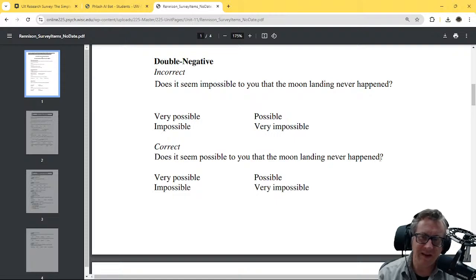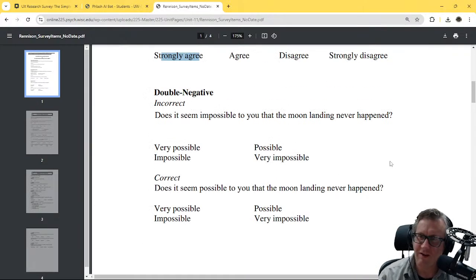Even with that, there's ambiguity in here. Does it seem possible to you that the moon landing never happened? I was waiting to see if they had another one. There's got to be a better way of writing that. Do you think that the moon landing actually happened? Might be a better question. But this is looking at a gauge, right? This is looking at a spectrum of possibility, right? So, does it seem possible to you that the moon landing never happened? I would say very impossible.